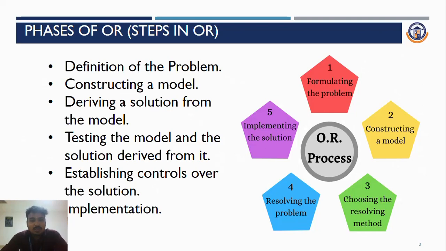Then establishing control over the solution, and finally the implementation. So we have the solution, but the solution depends on the problem. We have to implement the solution and finally the cycle is closed.